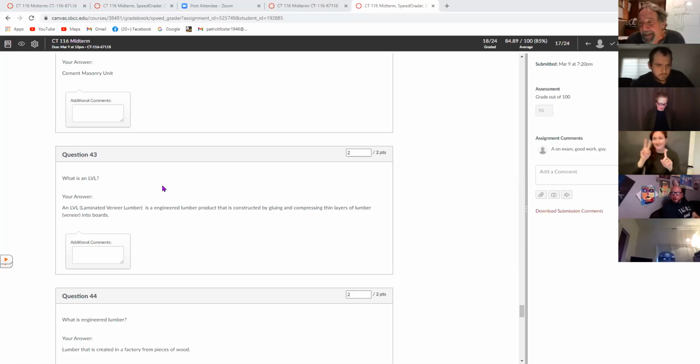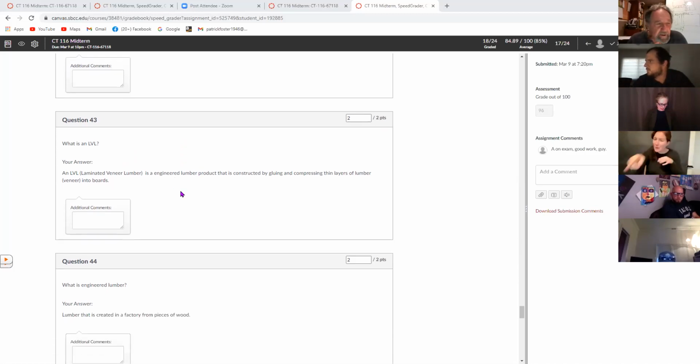That's technically not the answer. If I wanted that, I would say, what does LVL stand for? If I say, what is an LVL, I want to know what it is. But I gave you credit no matter what. So it does stand for laminated veneer lumber, and it is a piece of engineered lumber that's made up of laminations. So LVL, laminated veneer lumber, was a fine answer. If you went a little more into that, it was engineered and maybe how, that would be great too.